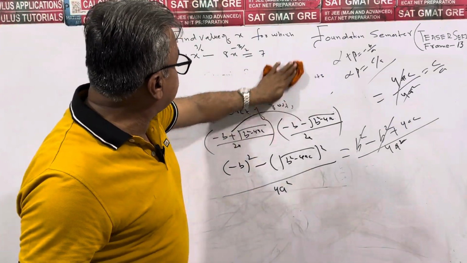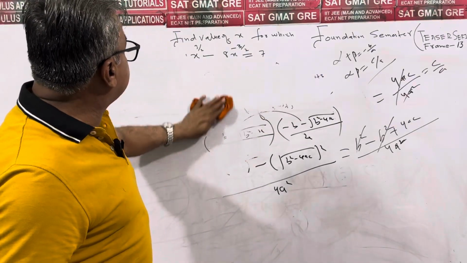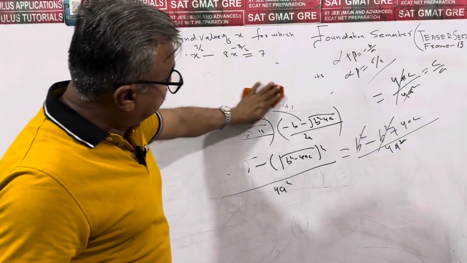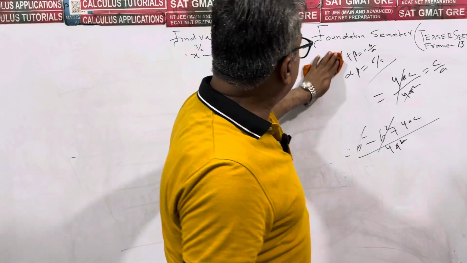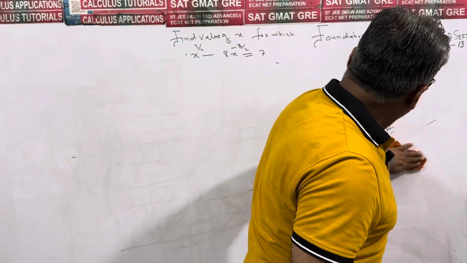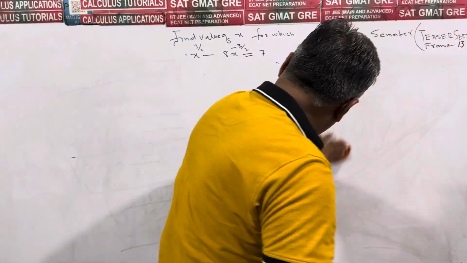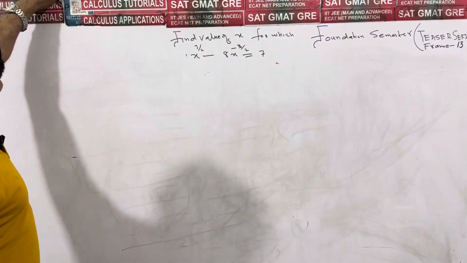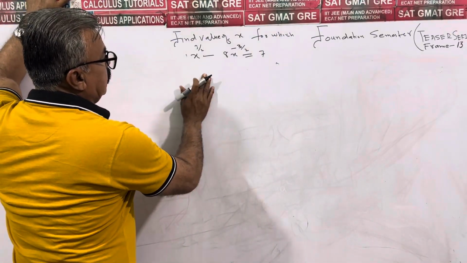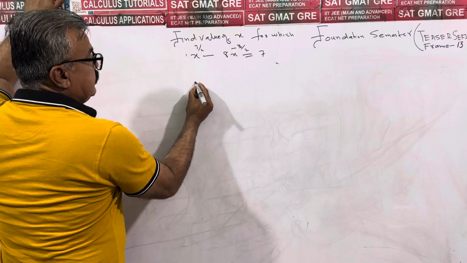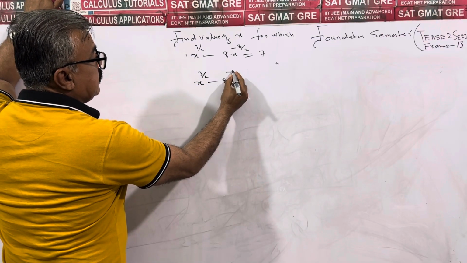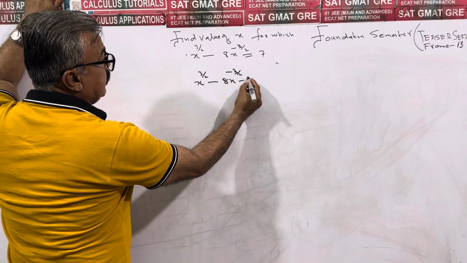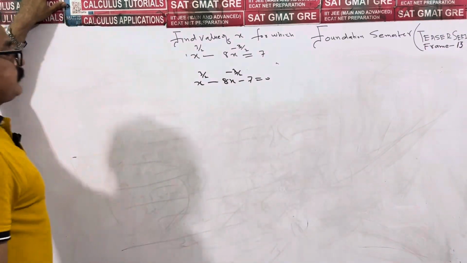Find the value of x when x raised to 3 over 2 minus 8 times x raised to negative 3 over 2 is equal to 7. Solve for x. Let me do this for you. Shift 7 there: x raised to 3 over 2 minus 8 times x raised to minus 3 over 2 minus 7 is equal to 0.